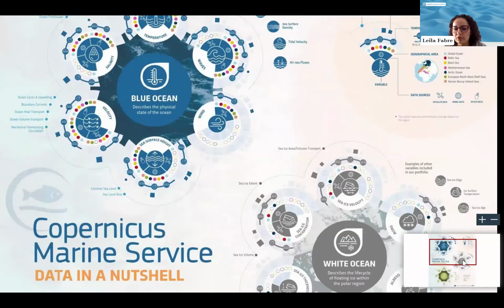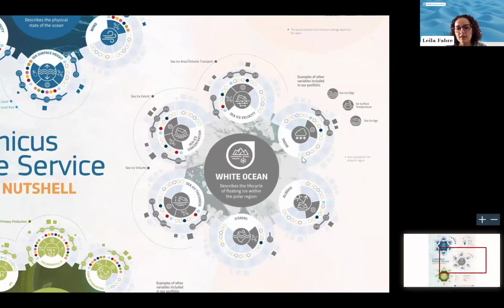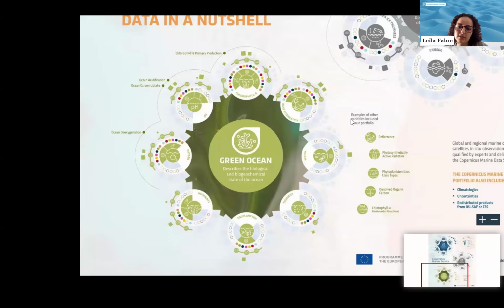We have data for the white ocean, which describes the life cycle of the floating ice with data like the sea ice velocity, the sea ice concentration, and so on. And we have data for the green ocean, which describes the biological and the biogeochemical state of the ocean with data like oxygen, pH, chlorophyll A, and so on.